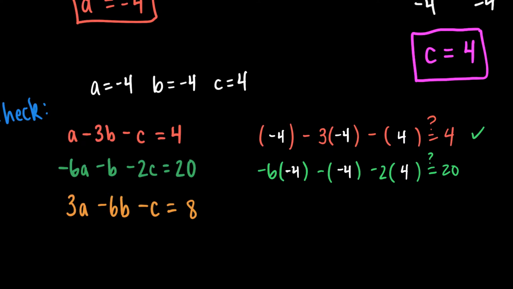And now let's check the orange. So the orange is saying we're supposed to have 3A minus 6B minus C, and that's supposed to be equal to 8. A is negative 4, B is negative 4, and C was 4. So this would be negative 12 plus 24 minus 4 is supposedly equal to 8. Is that true? 12 minus 4 gives you 8. Yep, that works.